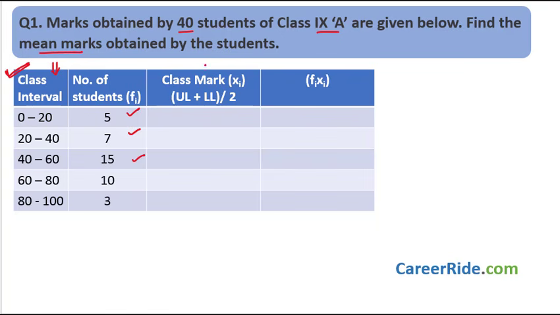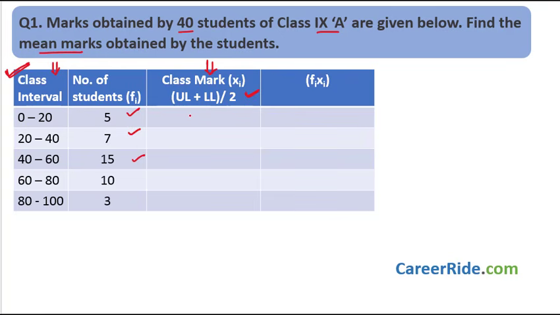So in such a case, what have we learned we have to do? We have to find out the class mark, right? So in the third column, let us try to find out the class mark. How do we do that? Upper limit plus lower limit of the class, and dividing the whole thing by 2 gives you the class mark or the midpoint of that class interval. We already know this. Let's try to find out.